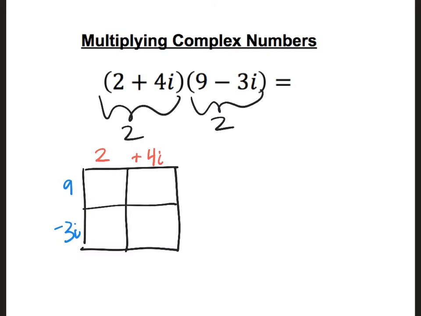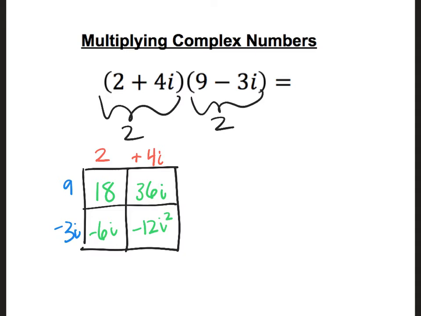So now we're going to multiply. 9 times 2 gives me 18. 9 times 4 gives me 36. And then don't forget your i. Negative 3i times 2 would be a negative 6i. And negative 3i times 4i. Negative 3 times 4 gives me negative 12, and then i times i gives me i squared.